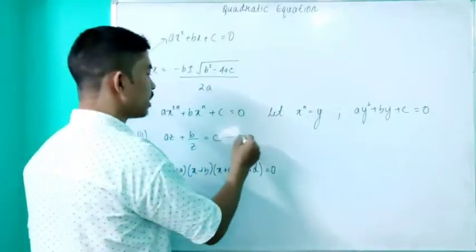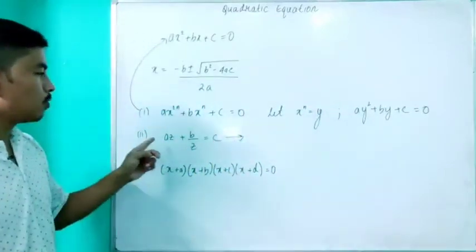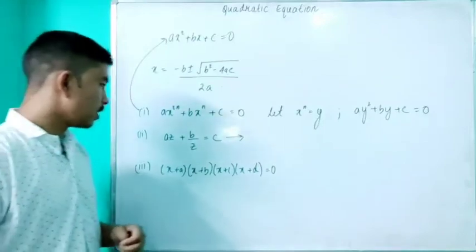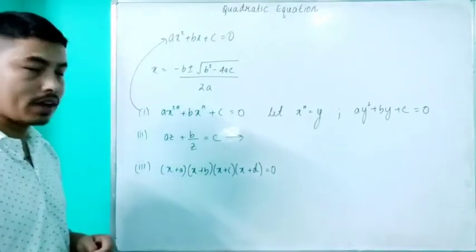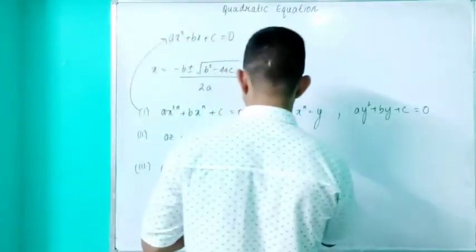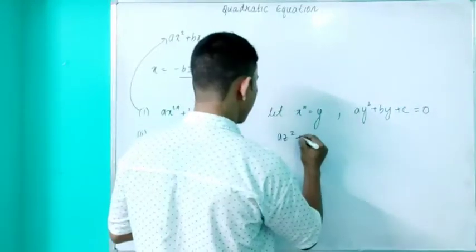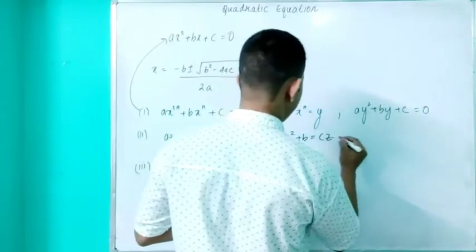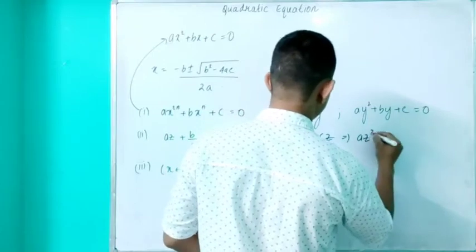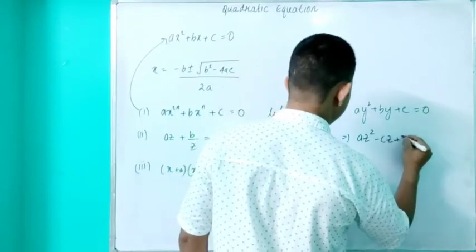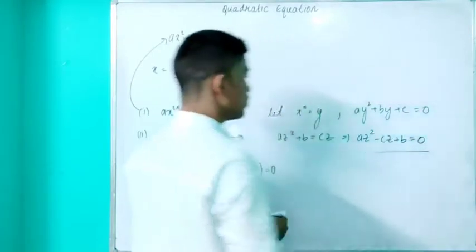In the second type of equation, what can we do? We can multiply the equation throughout by z. So on doing so, I'll get the equation a z square plus b is equal to cz, or I can write this one as a z square minus cz plus b equals to 0. Hence this can be solved.